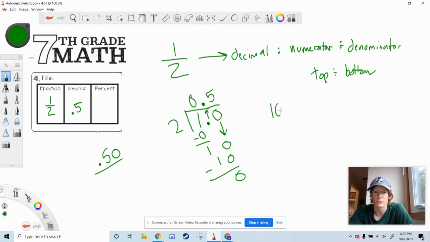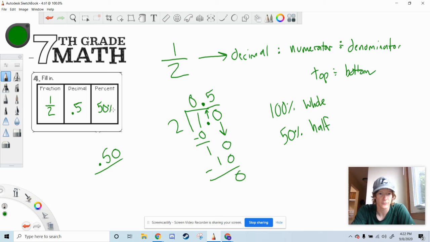Percent-wise, if I told you 100% is a whole, well, what would a half be? What would 0.5 be? What would 1/2 be? Well, half of 100%, half of 100 is 50. That's 50%. Now, I'd be willing to bet if I said, well, here's a $10 shirt and it's 50% off, how much does it cost? You could probably tell me it's going to be $5. You probably knew that 50% meant half.